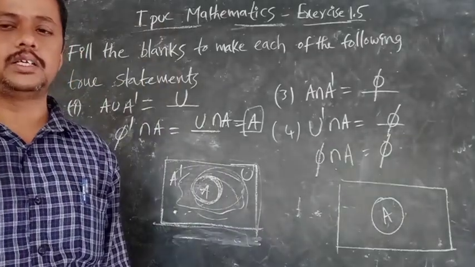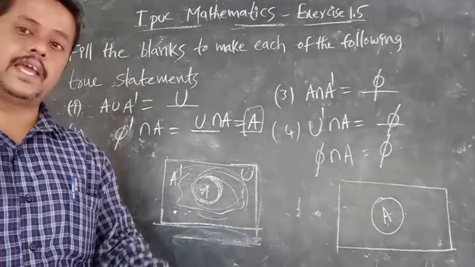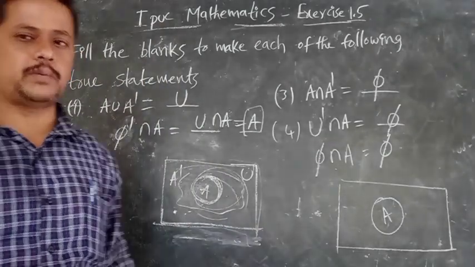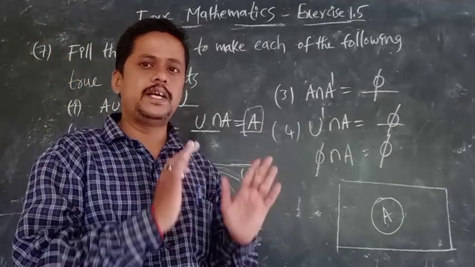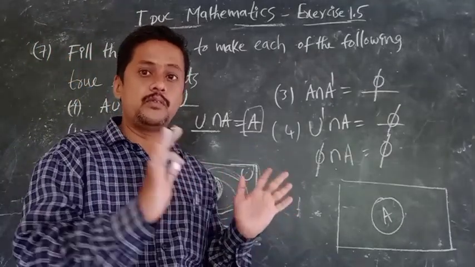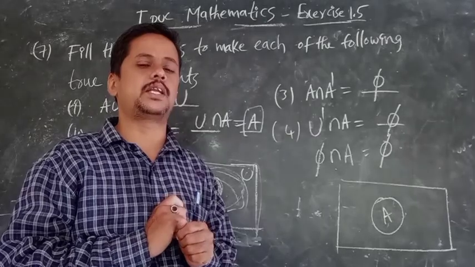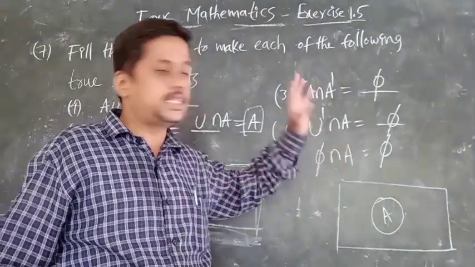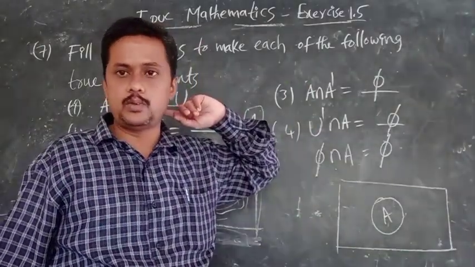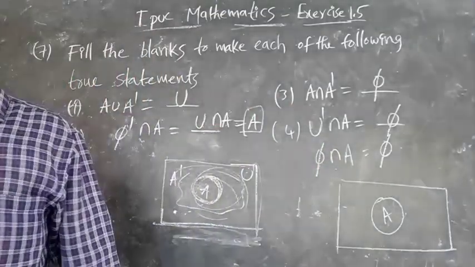Understood or not? Pi union A. When a union comes, take the big set. When an intersection comes, take the small set, only when one is a subset of the other. Okay. So pi intersection A is equal to what? Pi. Like that you have to think.